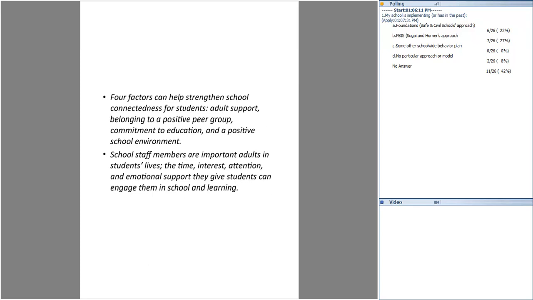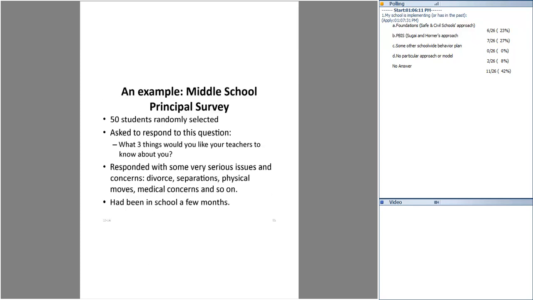Four factors can help strengthen school connectedness for students: adult support, belonging to a positive peer group, commitment to education, and a positive school environment. School staff members are important adults in students' lives. The time, interest, attention, and emotional support they give students can engage them in school and learning. So those examples are all from the CDC, but they're in the introduction to Module C. Also in the introduction to Module C are a number of examples. I've just chosen one given time limitations, and I am watching the time, so I'll be moving on to the other modules here fairly quickly.